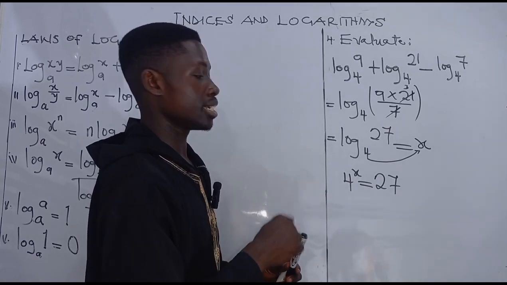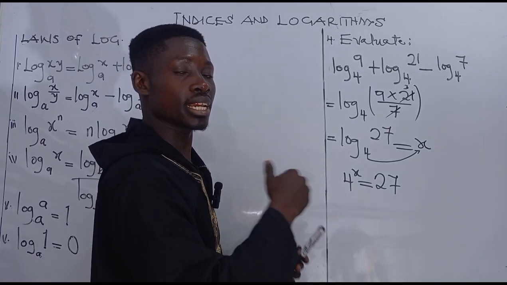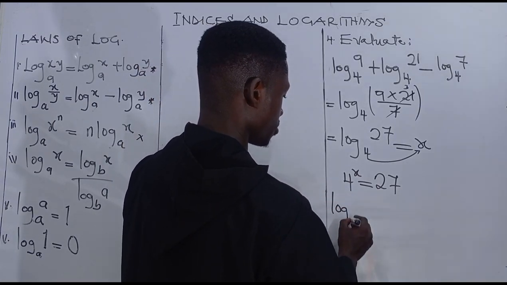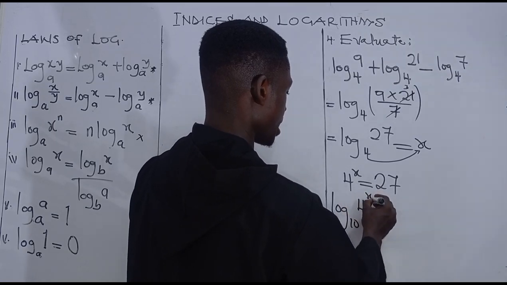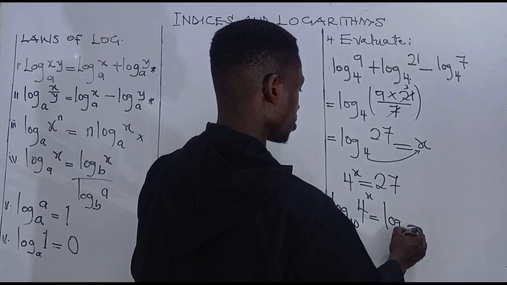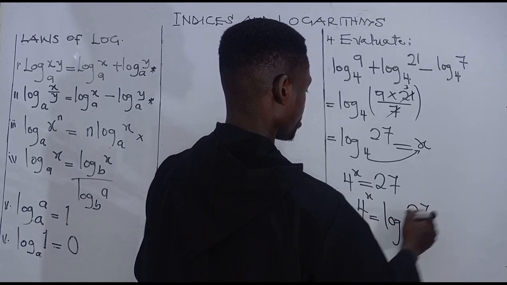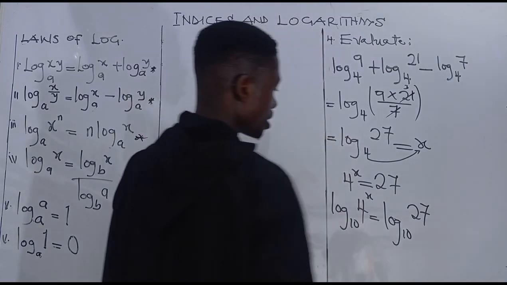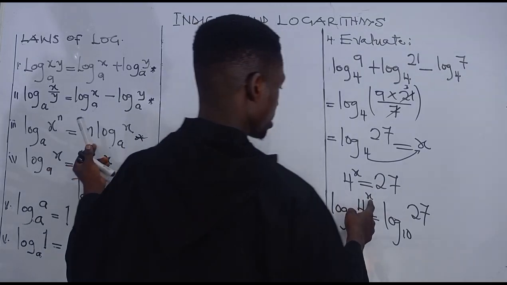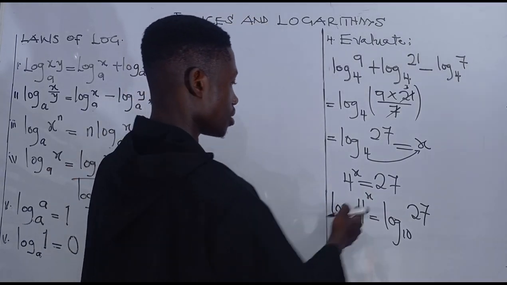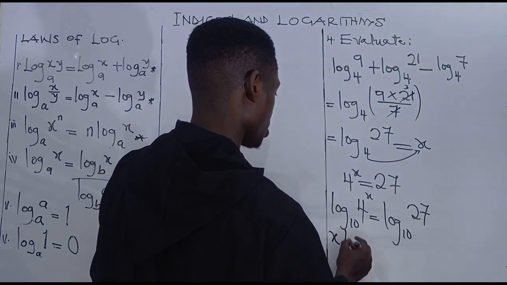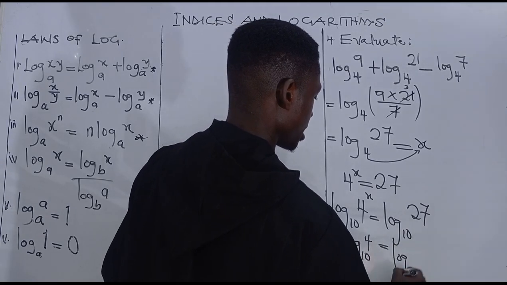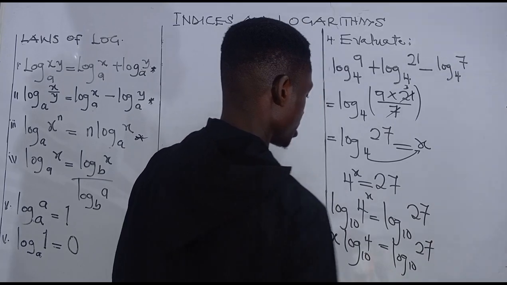So what we do instead is to take the logarithm to the base of 10 on either side of the equal sign. So you have log to the base of 10 of 4 raised to the power x is equal to log to the base of 10 of 27. Applying this law, a very important law, we can write this as that. So the x will come in front to multiply the log. So you have x multiplying log of 4 to the base of 10 is equal to log to the base of 10 of 27.